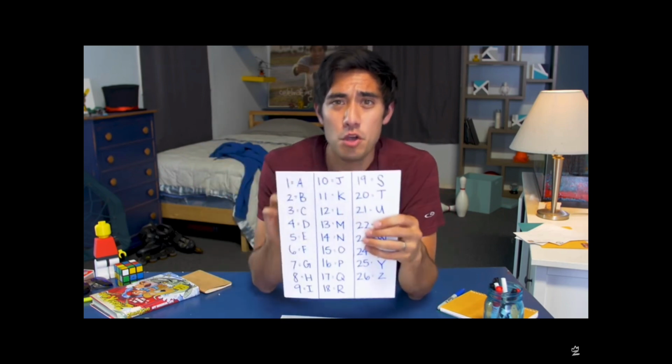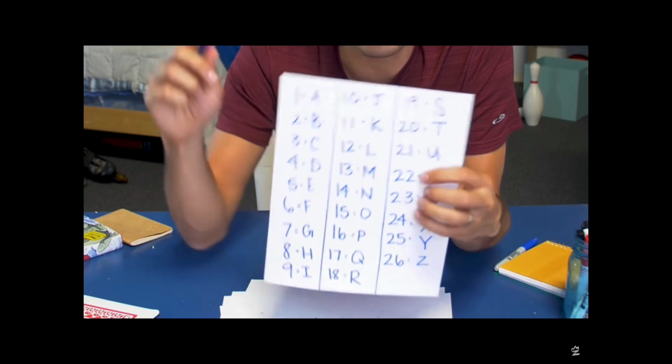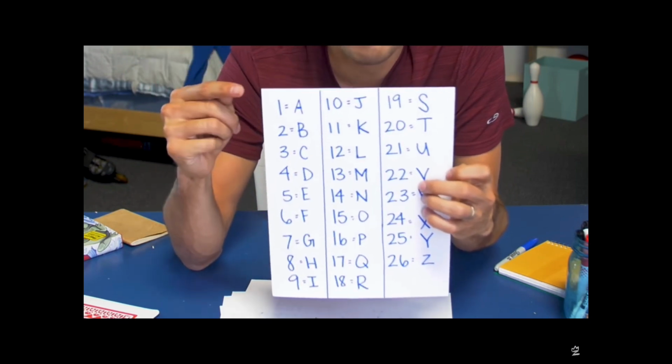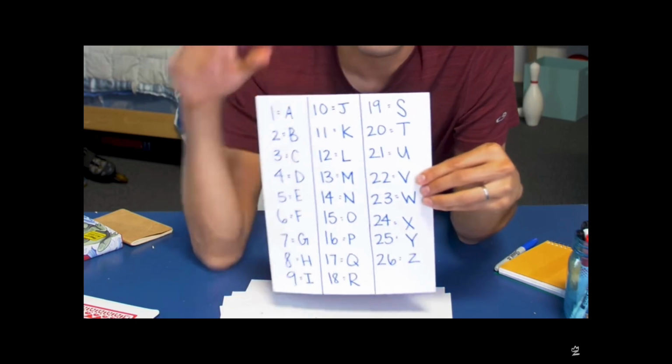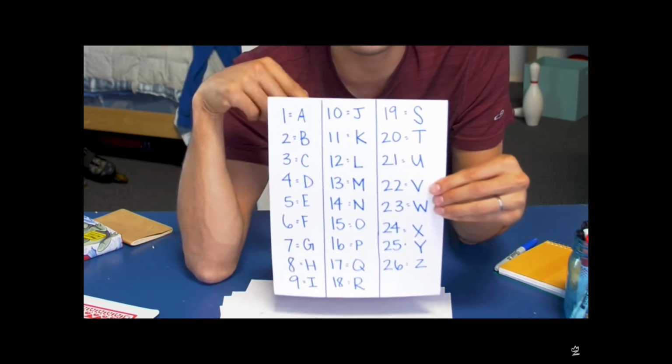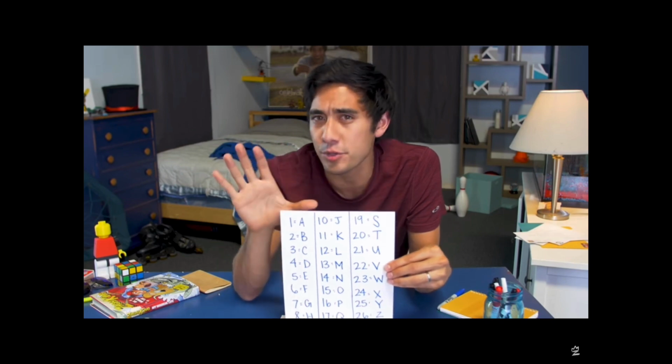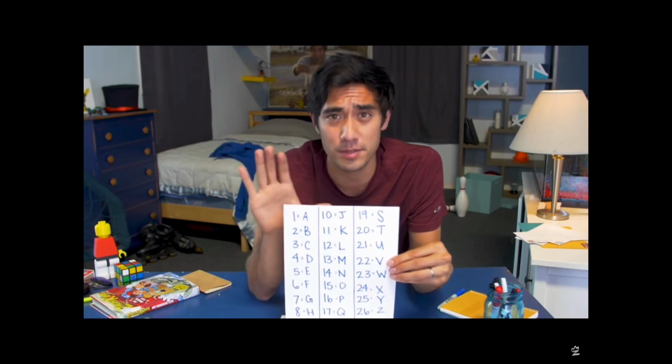Okay, so that leaves you with an alphabet correlation. So first letter A is number 1. Mine, 19, is S. Does that make sense? Good. Go find your number that correlates with a letter. Take that letter and think of a country. Any country you can think of that starts with that letter.